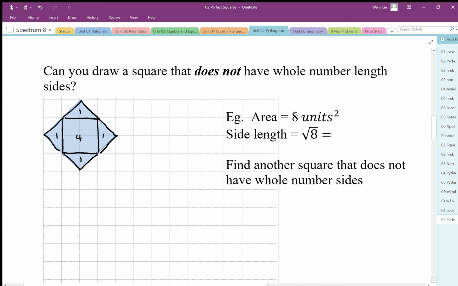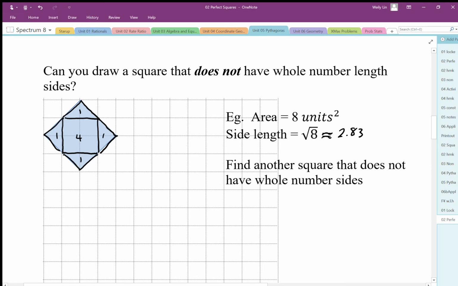So the area is definitely 8 squares, but for the side length, we input the area 8 and square root it. Our answer should be the side length. And our side length is not a whole number. It is not a perfect square number. So how do we write it? Well, if we want to keep it exact, we have to keep it as square root 8. We could approximate this and say it's approximately 2.8, about 2.83.